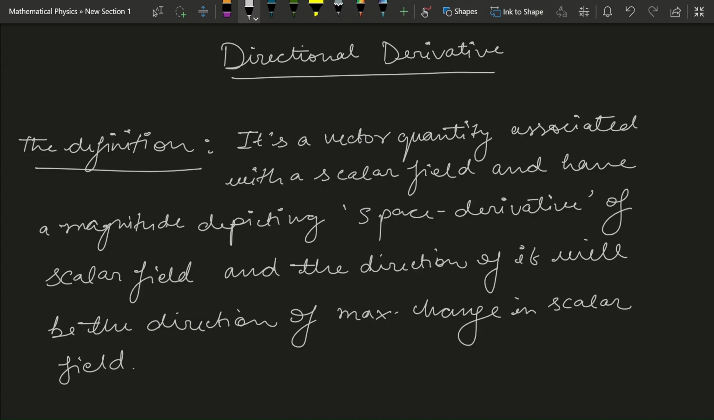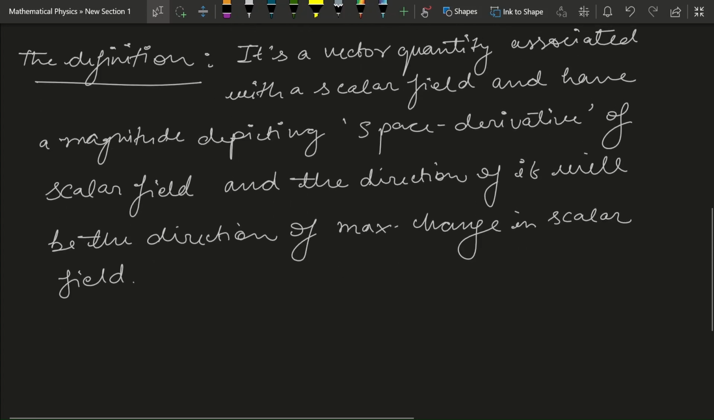So I hope this all makes sense. It is a vector quantity associated with a scalar field, and it has a magnitude and a direction. The magnitude depicts the space derivative of scalar field, and the direction will be the direction of maximum change or maximum rate of change of scalar field.